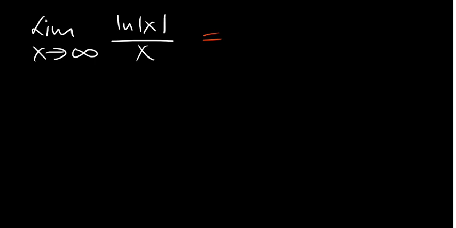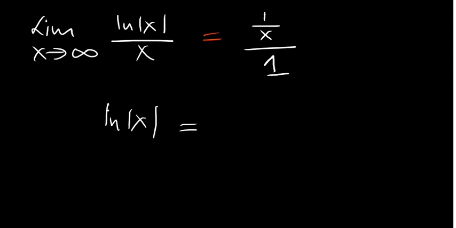Now, how do you differentiate the natural log of x? We have to differentiate the top part and also apply the same concept to the denominator. So what's the derivative of natural log of x? We're going to have 1 over x over 1, which is just going to give us 1 over x, right? So we can just say the limit as x approaches infinity of 1 over x.